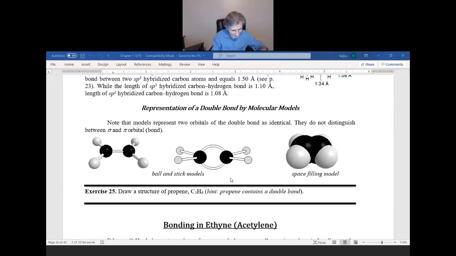Okay, I will use it next page. Just so that you know if you're already playing with models, the space filling model shows you the shape is kind of flat like a pancake.